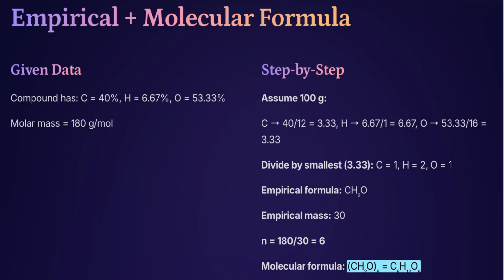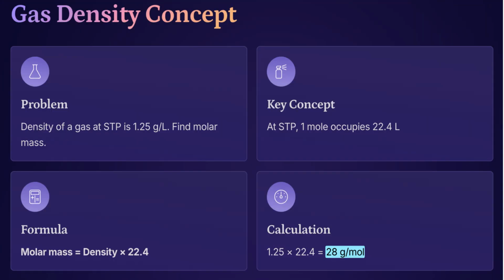Now let's explore empirical and molecular formula. Assume 100 grams, use the given data, and convert percentages to moles. Next, find the mole ratio of elements to determine the empirical formula, and then use molar mass to determine molecular formula. The gas density concept uses the key concept that 1 mole occupies 22.4 liters at STP. The formula for molar mass is density multiplied by 22.4. On direct application of this formula, we get the molar mass as 28 grams per mole.